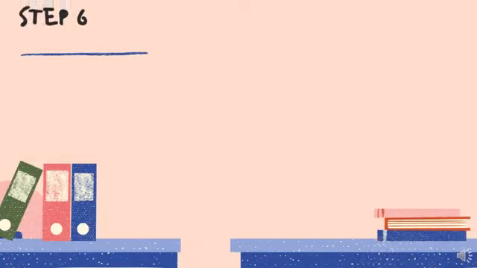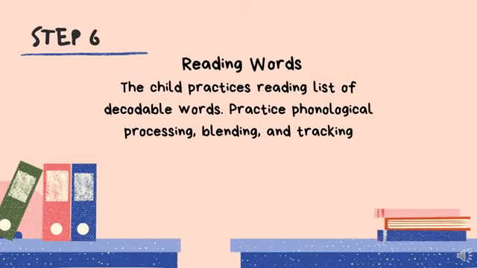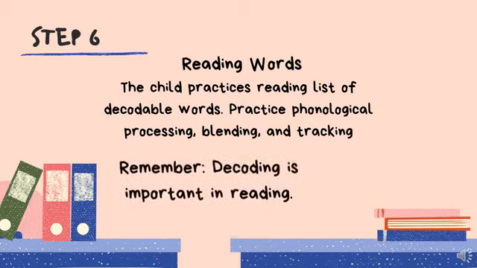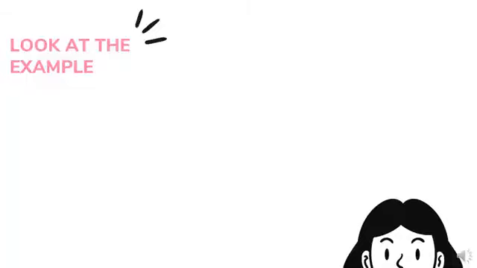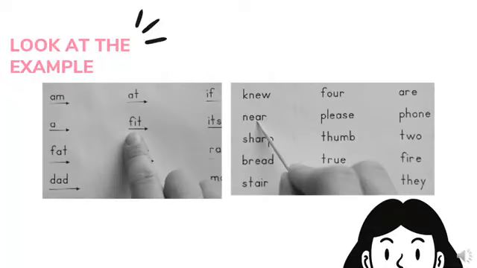Step number 6. Reading words. The child practices reading a list of decodable words. Practice phonological processing, blending, and tracking. Remember, decoding is important because it is the foundation on which all other reading instruction builds. If students cannot decode words, their reading will lack fluency, their vocabulary will be limited, and their reading comprehension will suffer. So these are the examples of reading words.